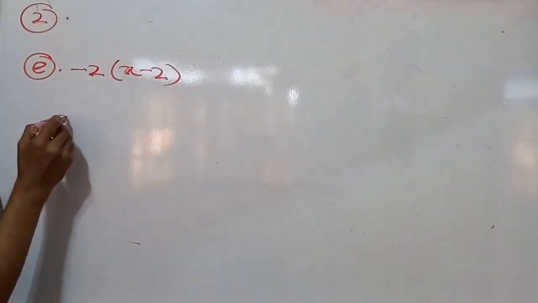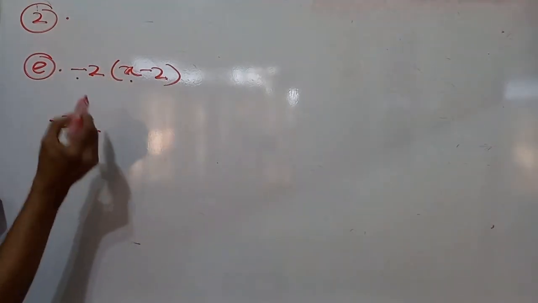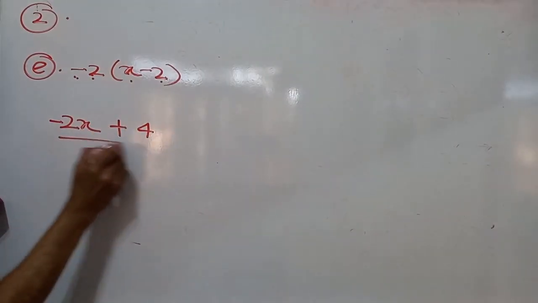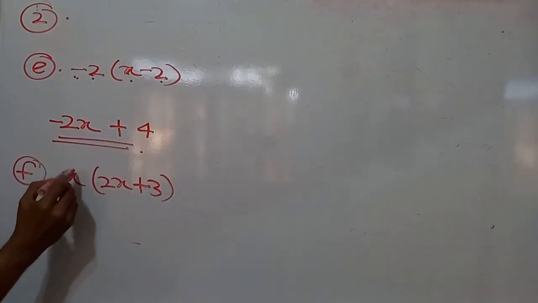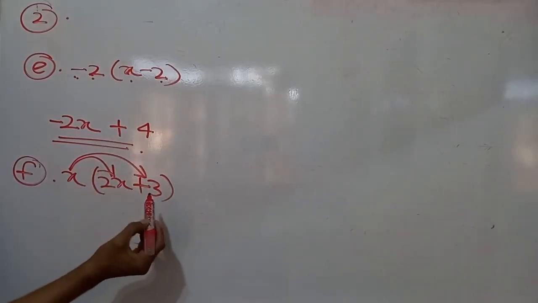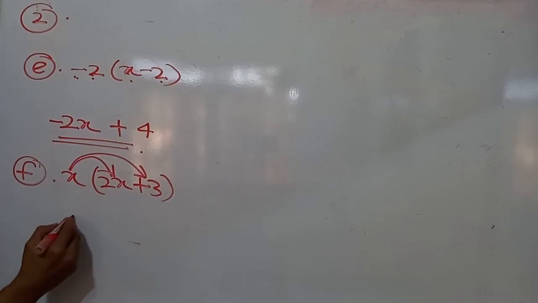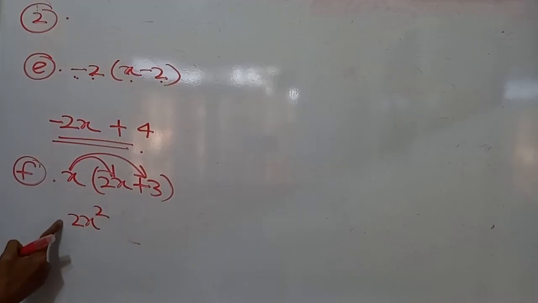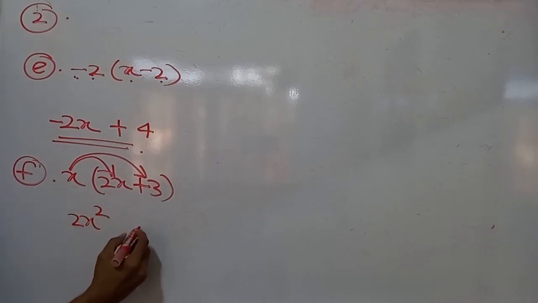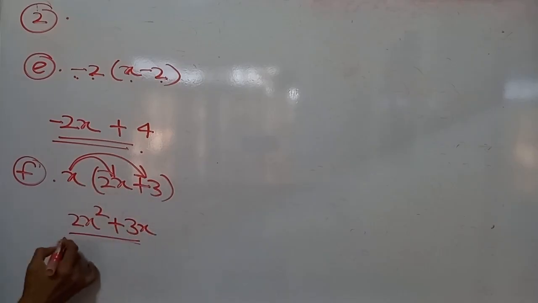So 2 times x that is 2x. Negative times positive that is negative. 2 times 2 that is 4. Negative times negative that is positive. Right? So we must multiply the 2x and the 3 using x. So here x times 2x that is what? 2x squared, and also that's a positive value. Why? Positive x, positive 2x. X times 3 that is what? 3x, positive into positive, that is also positive. So this is the answer.